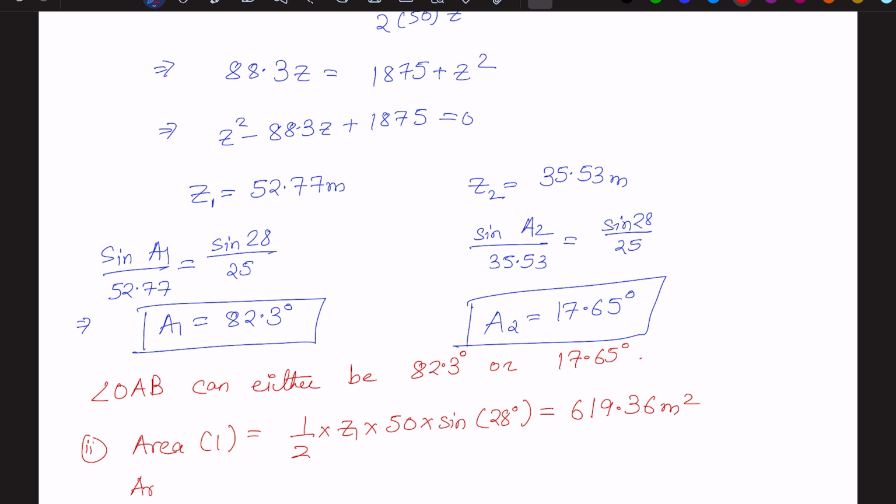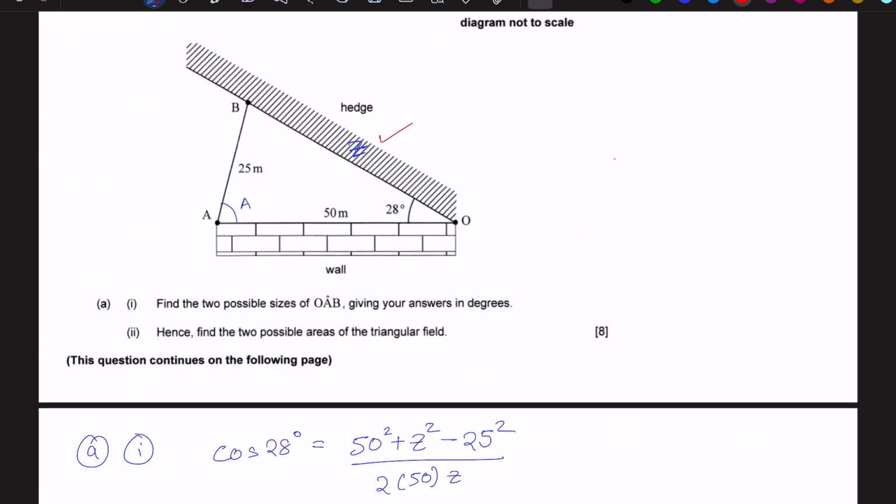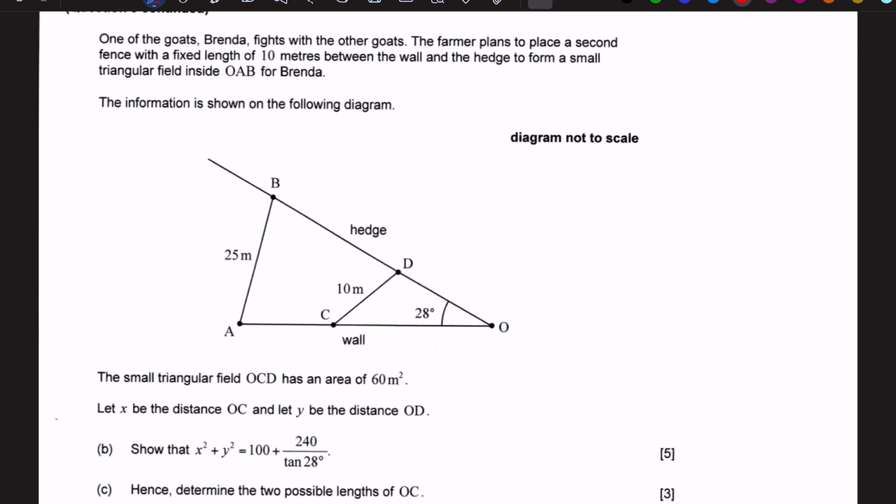Now to find area 2, we'll use half times Z2 times 50 times sin 28. So if I use this, I'll get 189.5 meters squared. These two would be the answers to this part 2. And this was easy 8 marks, I feel.